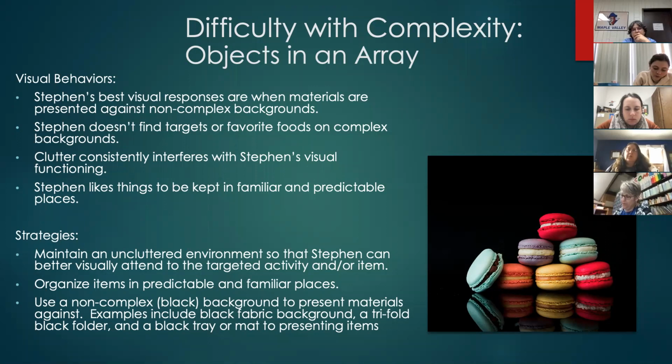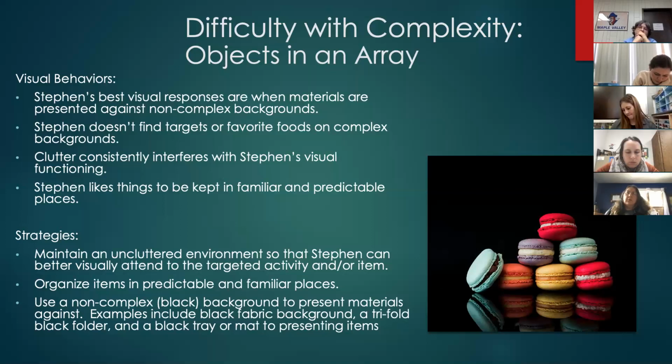So for Stephen, his best visual responses are when materials are presented against non-complex backgrounds. It might be a black background. That might be that trifold black folder we've talked about. Okay. Cluttering consistently interferes with Stephen's visual functioning. So the more cluttered things are, the more distracted he is, the less he's going to be able to perform visually. Stephen likes things to be kept in familiar and predictable places.